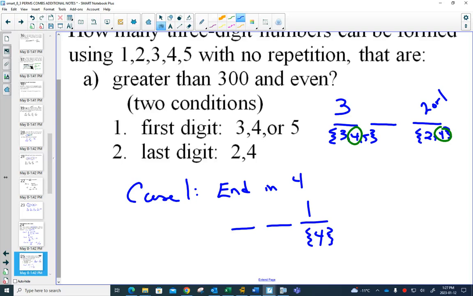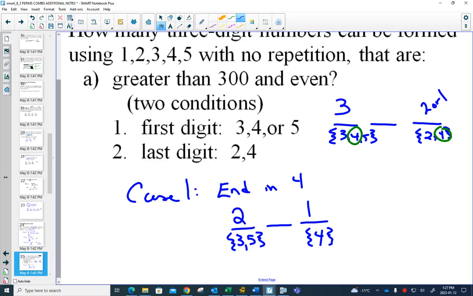I still have another restriction, but when I go to my second restriction, what are my options for the first number? If the last one is a 4, you're only counting numbers in the 300s and the 500s, which would tell me that there's only 2 choices for that decision.